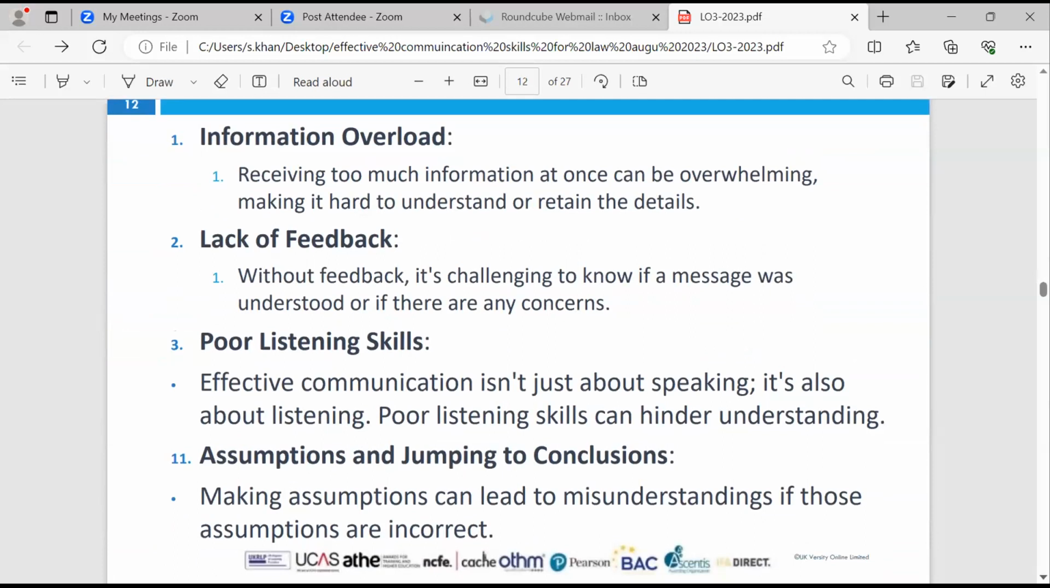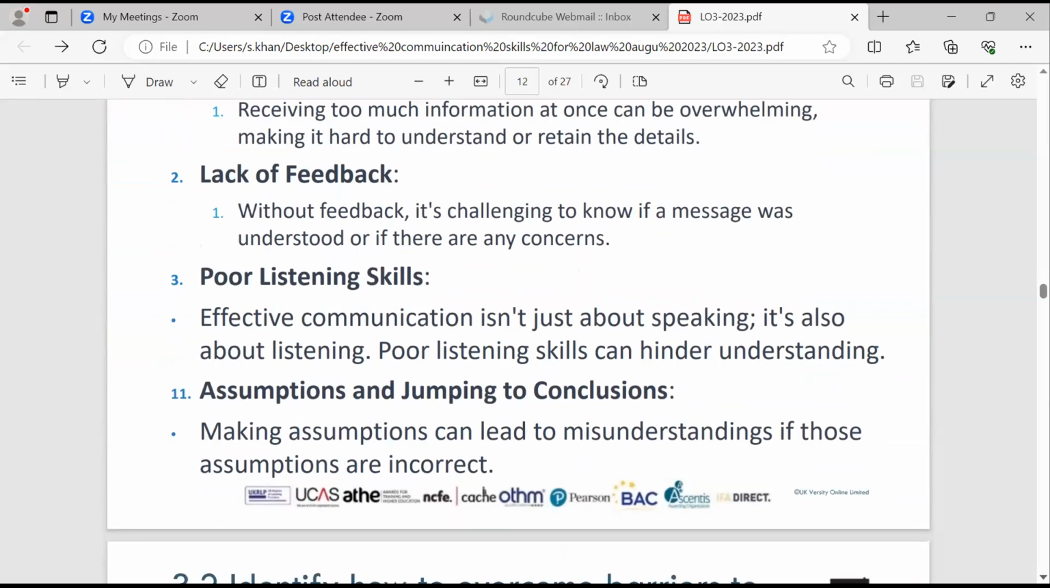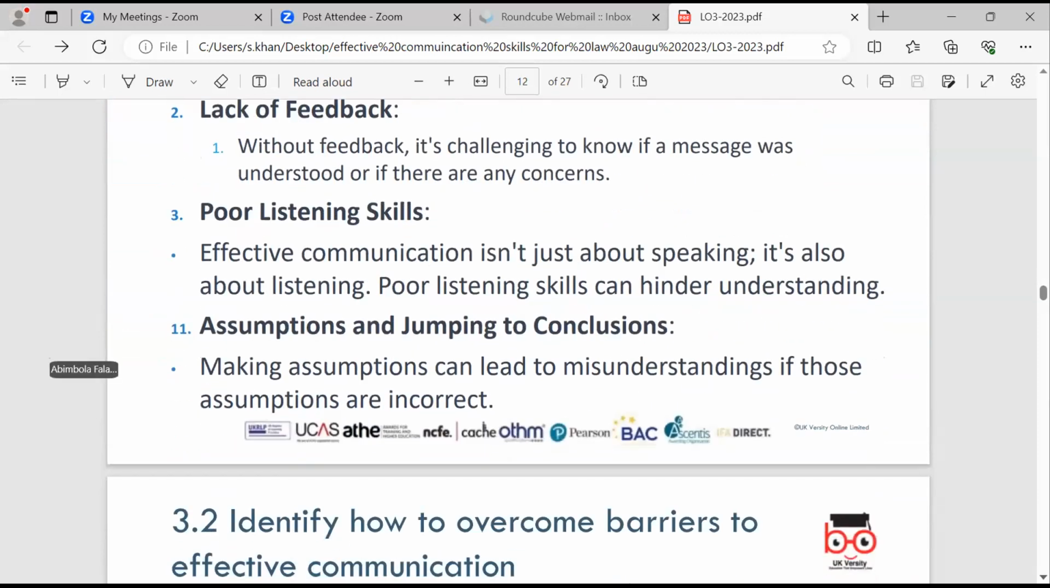Information overload. Receiving too much information at once can be overwhelming, making it hard to understand or retain information. Lack of feedback. Without feedback, it's challenging to know if a message was understood or if there are any concerns. Poor listening skills. Effective communication isn't just about speaking, it's also about listening. Poor listening skills can hinder understanding. Assumptions and jumping to conclusions. Making assumptions can lead to misunderstanding if those assumptions are incorrect.